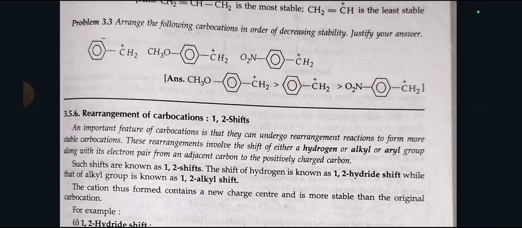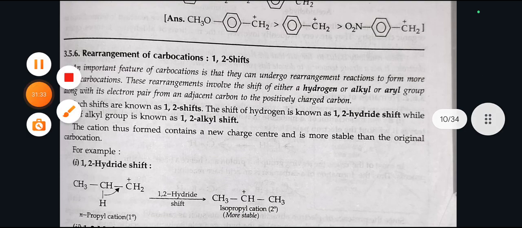Problem 3.3. Arrange the following carbocations in order of decreasing stability. Justify your answer. C6H5-CH2+, CH3O-C6H4-CH2+, NO2-C6H4-CH2+. Answer: CH3O-C6H4-CH2+, then C6H5-CH2+, then NO2-C6H4-CH2+.